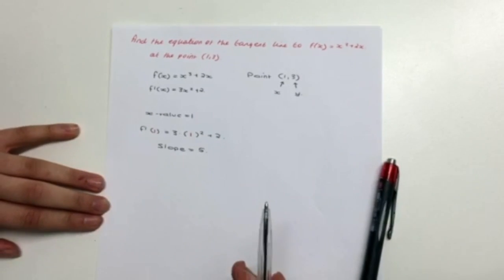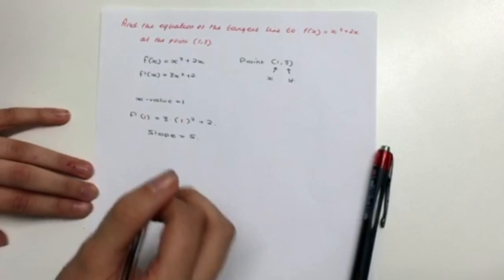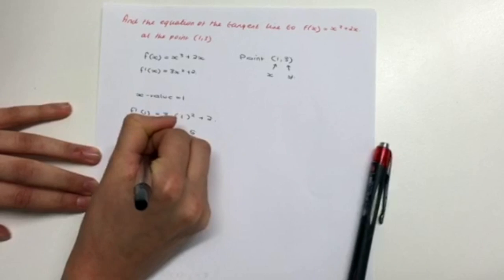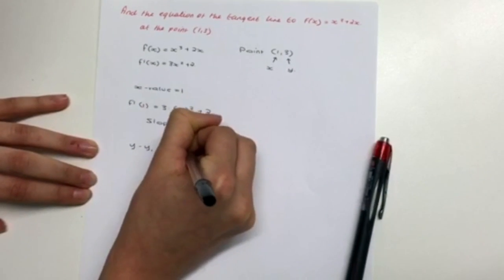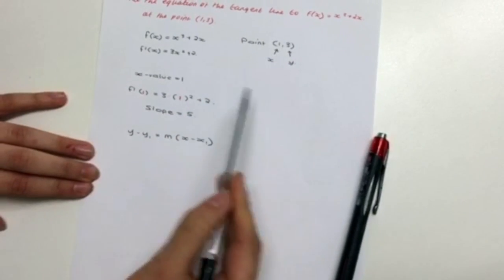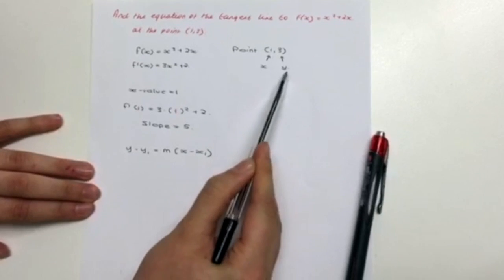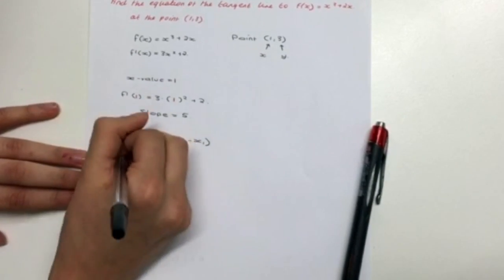Okay, the final step is to substitute the known values into the point-slope equation. So the point-slope equation is y minus y1 equals m times x minus x1. Now you would substitute the known factors, such as the x value, y value, and the slope, into this. So let's do that now.